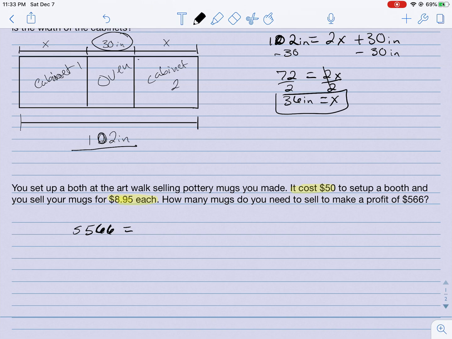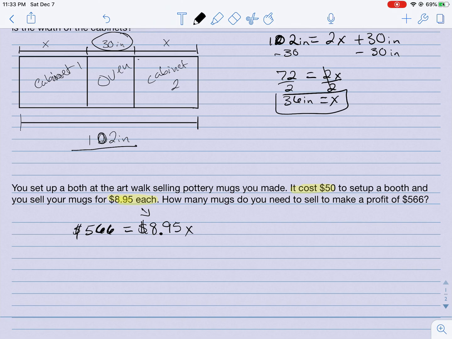Okay, we're going to make our money by selling our mugs at $8.95. So this is how we're making our money, and depending on the number of mugs we sell, for each mug we sell, we're going to get $8.95. So we don't know how many we need to sell, but we're going to times that by 8.95.